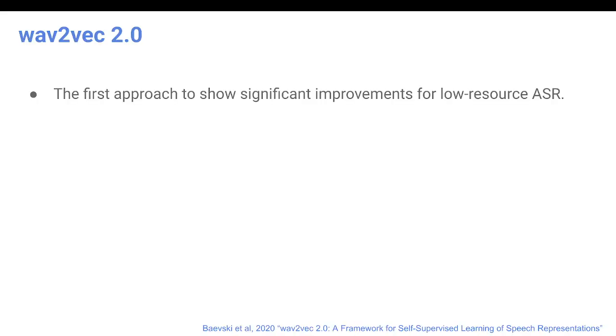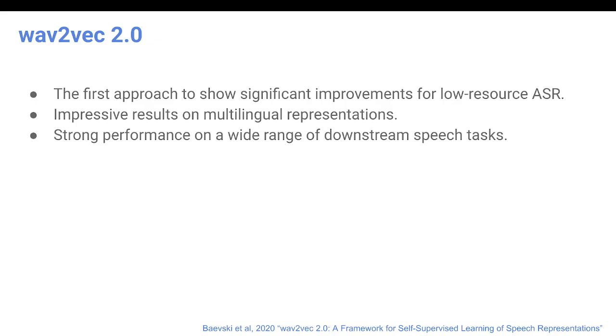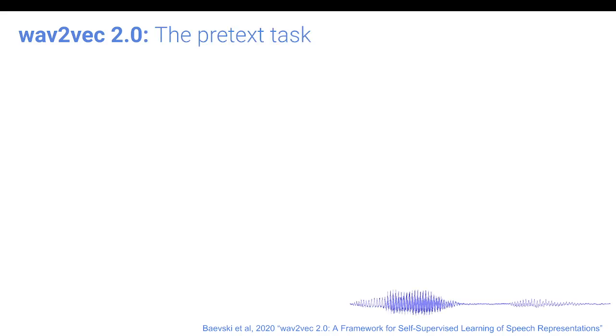The second approach I wanted to talk about is Wave2Vec 2.0, because it is the first approach to show significant improvement for low and ultra low resource ASR. It produced impressive results on multilingual representations, and it has very strong performance on a wide range of downstream speech tasks. So first, let's again look at the model.